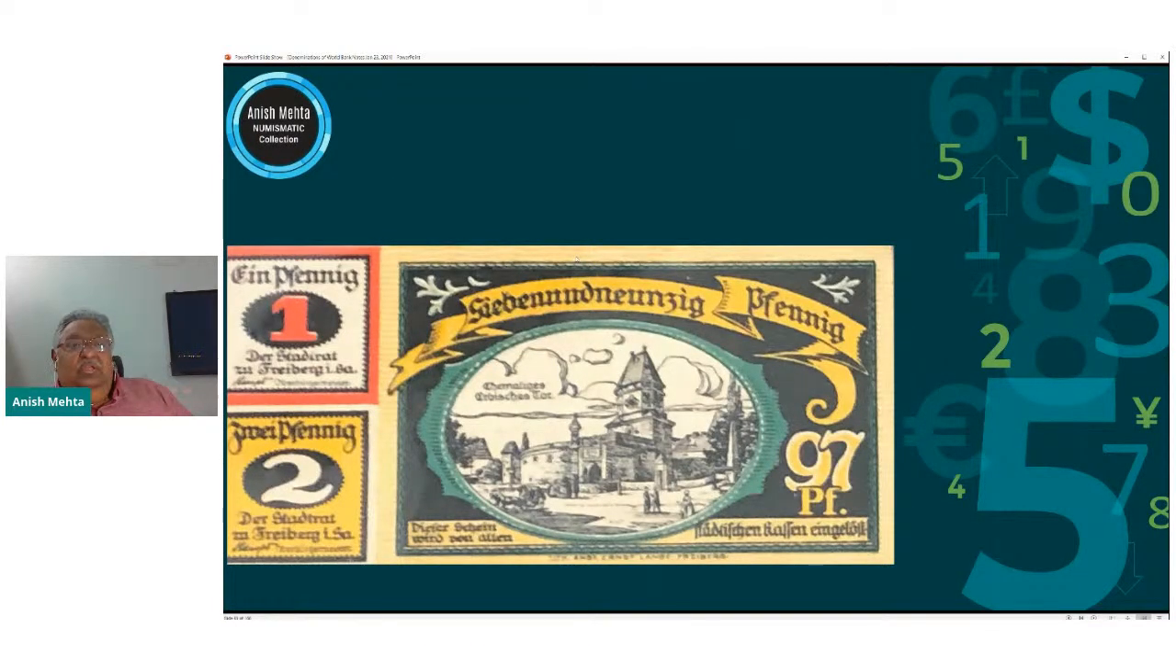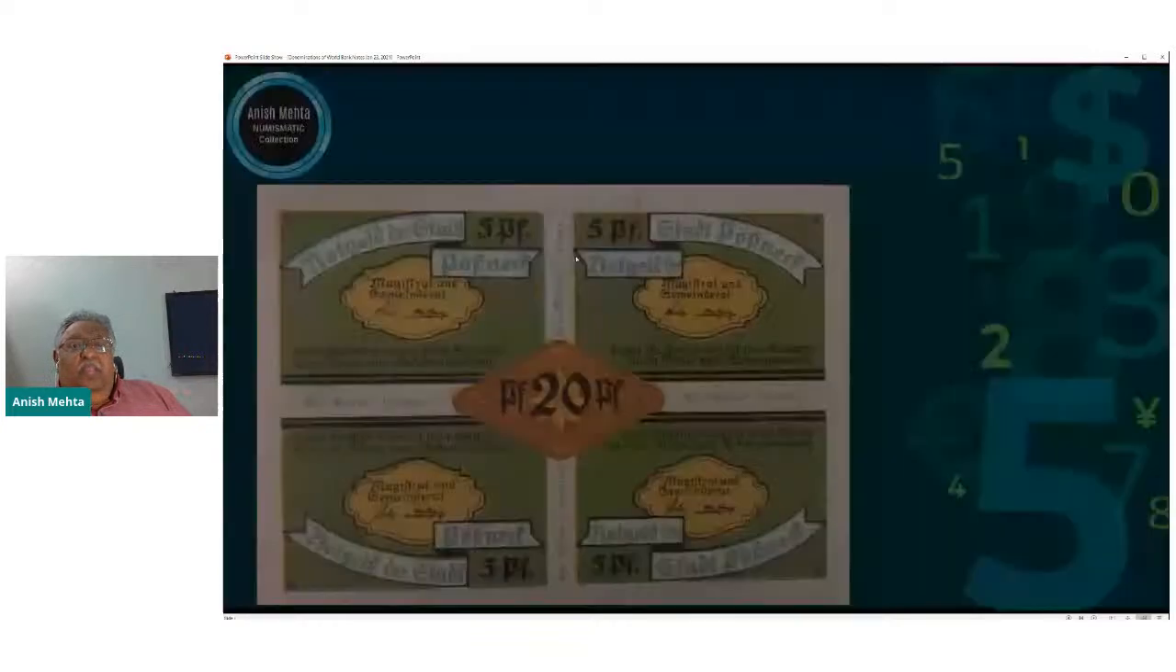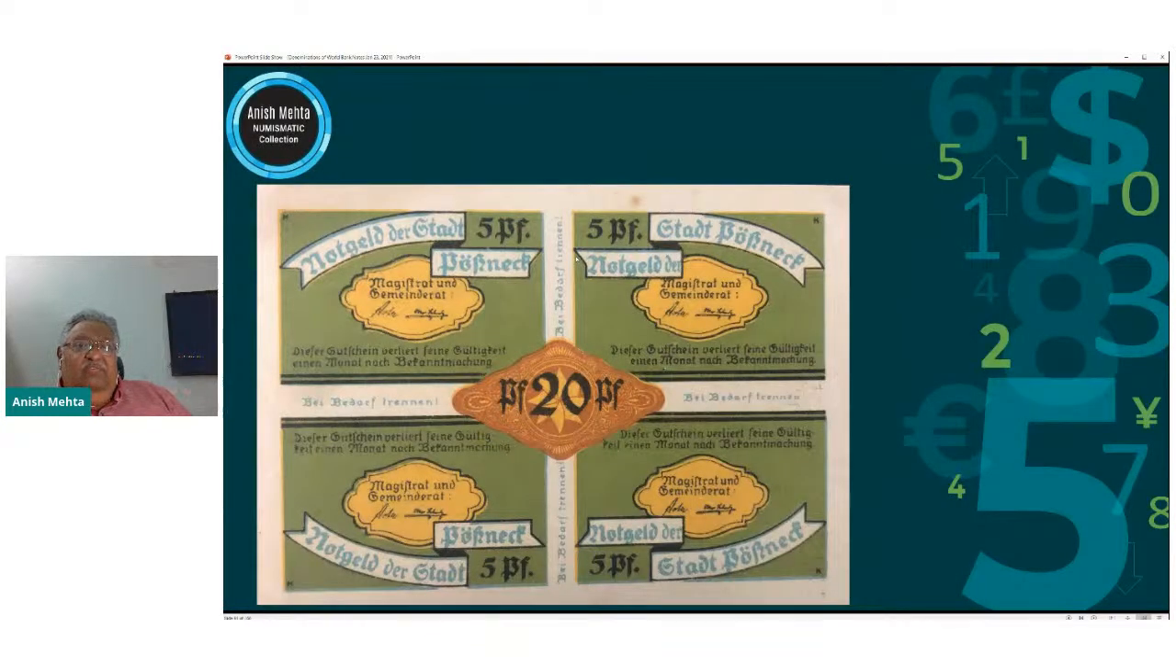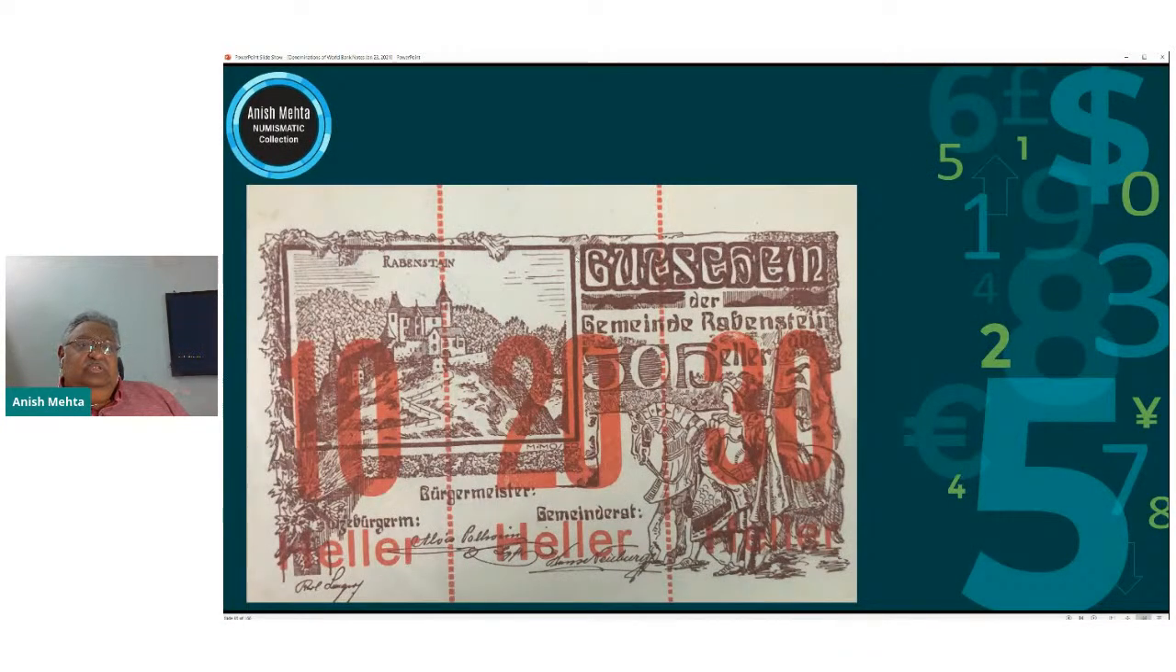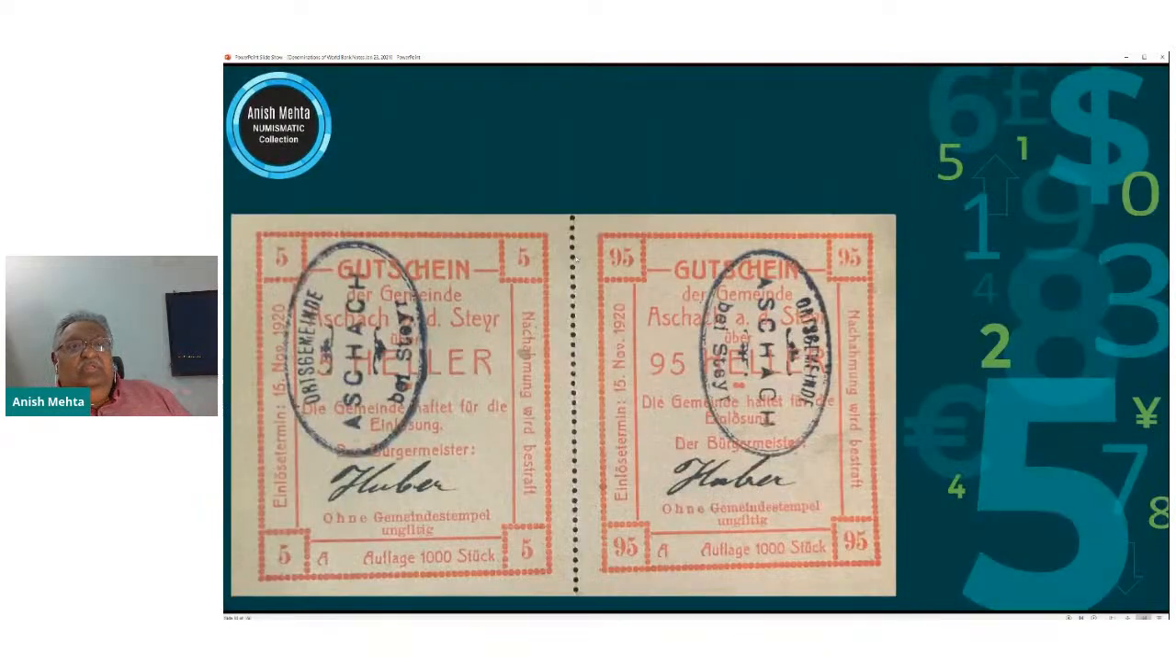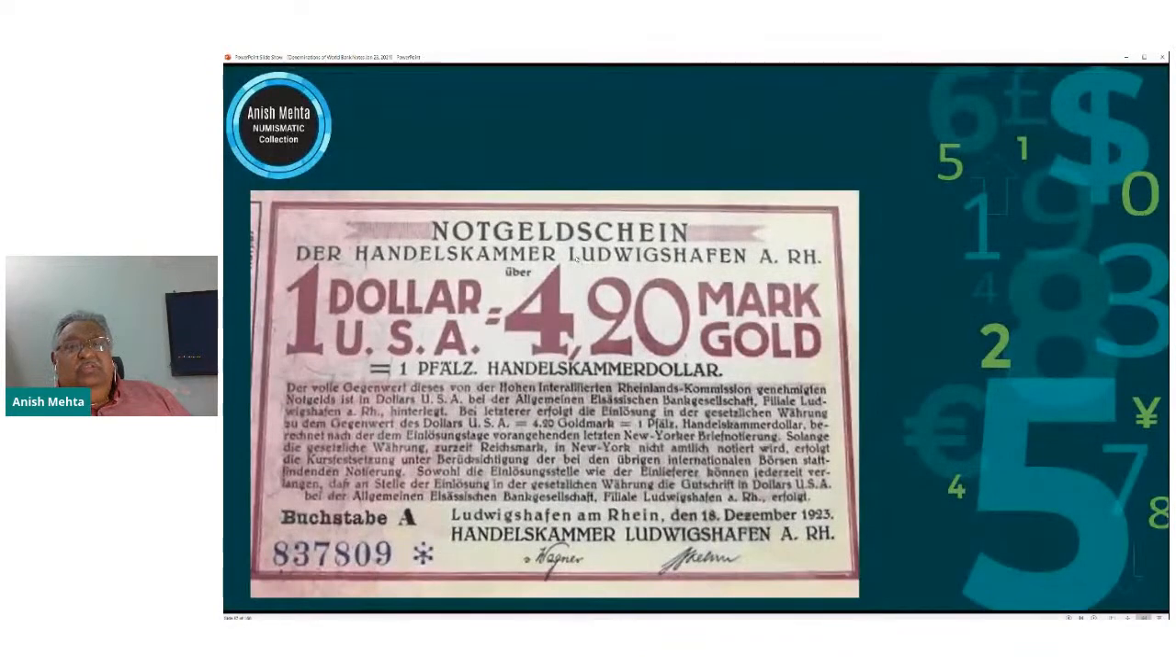Now these are mixed. So if you see, it is one as a total, but you have 1, 2, and 97, which becomes one. Here again, 5, 5, 5, 5, which totals to 20. This is 10, 20, and 30 hellers. This is 95 plus 5. These are all mixed denominations. These are fixed currency denominations.